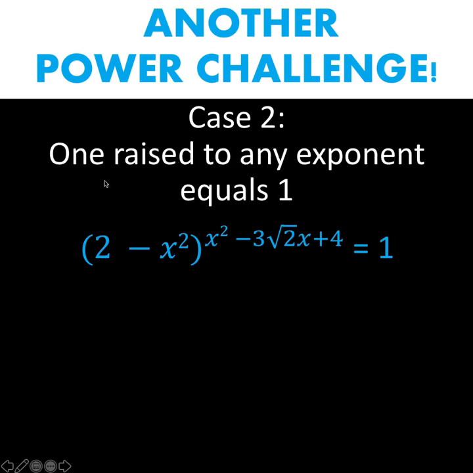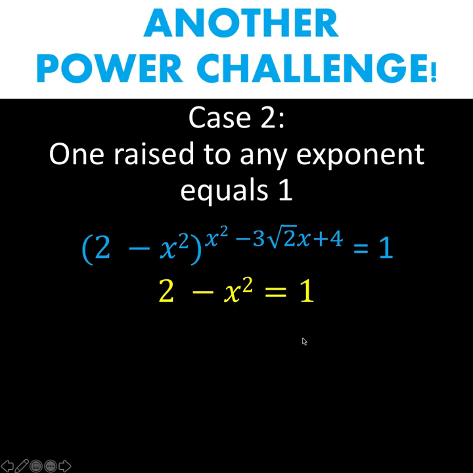We said that number 1 raised to any exponent equals 1. So this means if we can let the value of this base be equal to 1, then 1 raised to any number, no matter how big or small, would result to 1, which is the desired value of the equation. So therefore, let us now equate 2 minus x squared to 1. That means we want the base to be equal to 1.